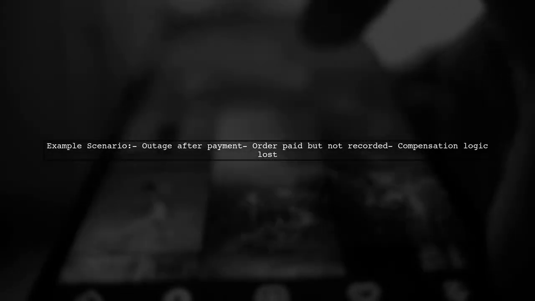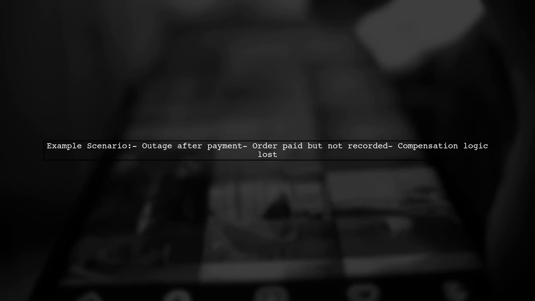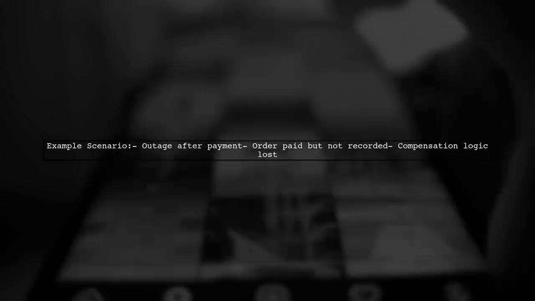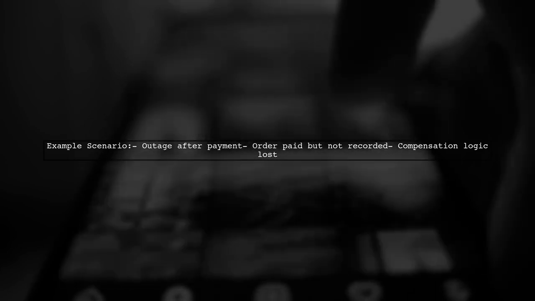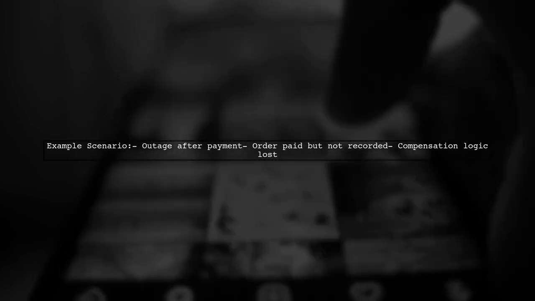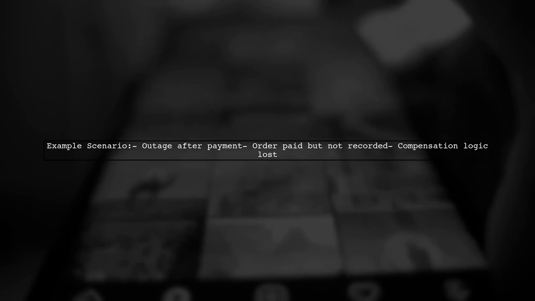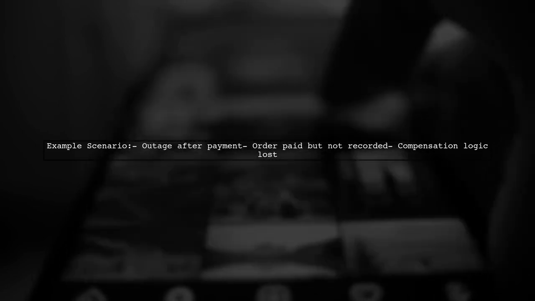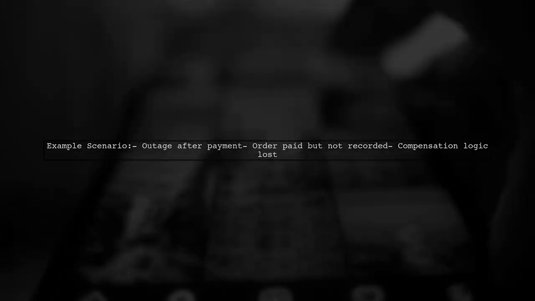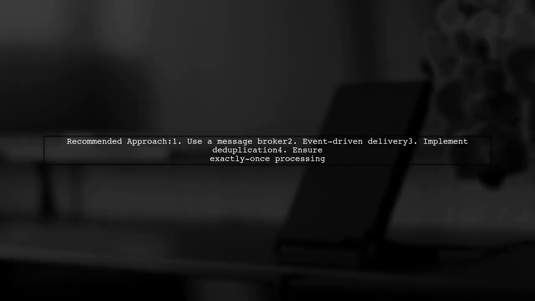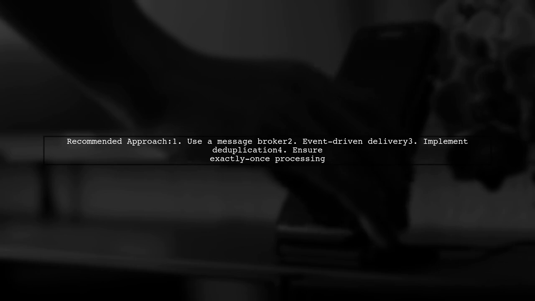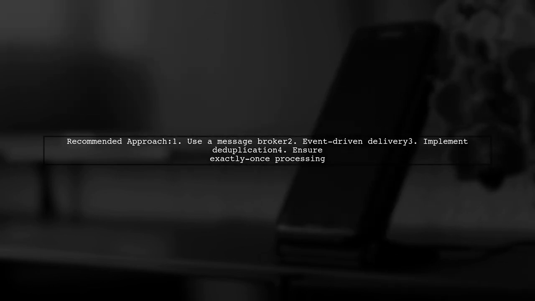For instance, if there's an outage after a payment is completed, you could lose both the order and the compensation logic, resulting in a paid order that isn't recorded in the database. A better solution involves using a message broker for event-driven delivery and implementing deduplication in processing to ensure exactly once service quality.